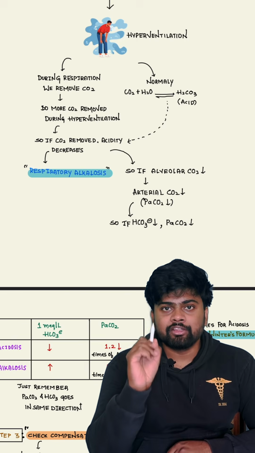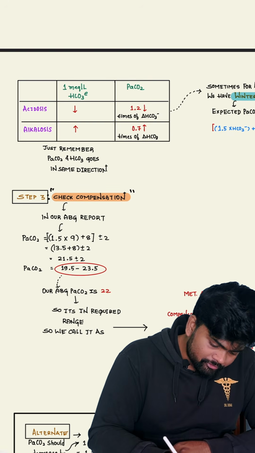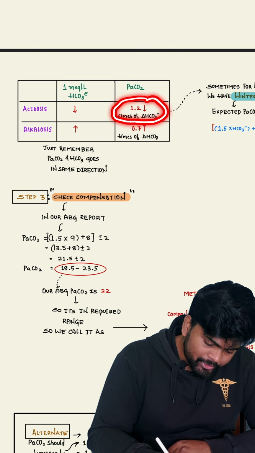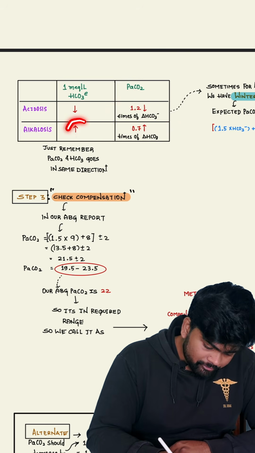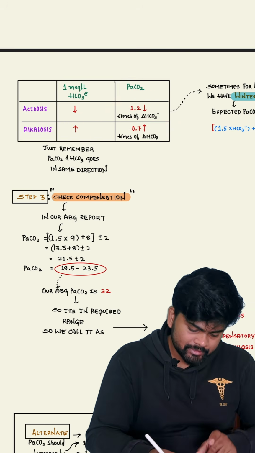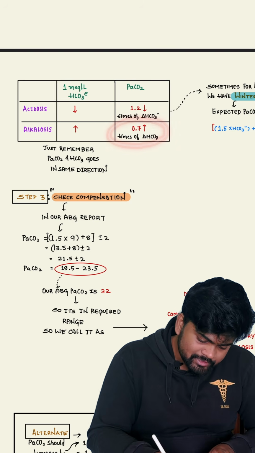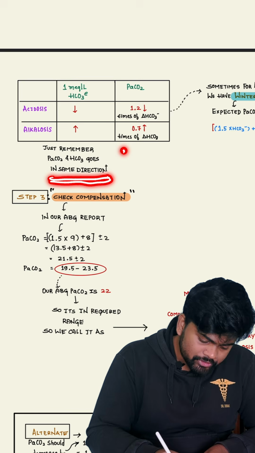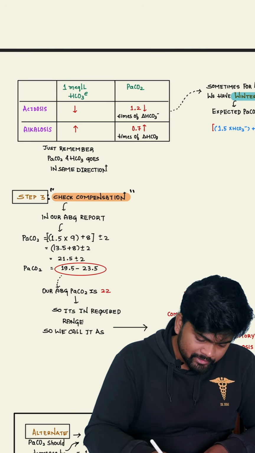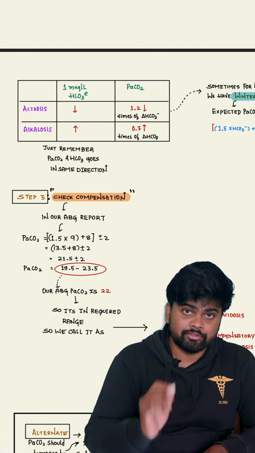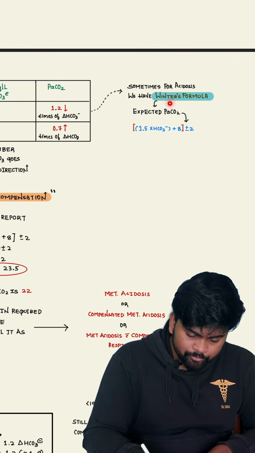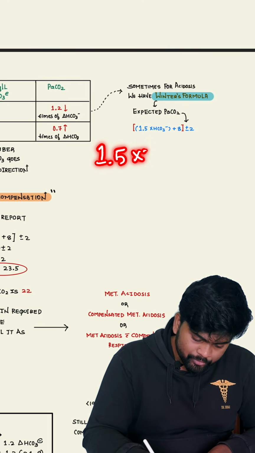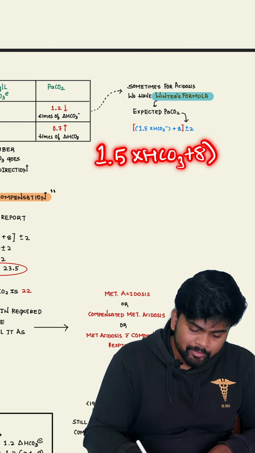Okay. Now we will see whether the compensation is adequate or not. For every 1 milliequivalent of HCO3 decreased, PaCO2 will decrease by 1.2 times delta HCO3. For every 1 milliequivalent of HCO3 increased, PaCO2 will increase by 0.7 times delta HCO3. Just remember, PaCO2 and HCO3 go in the same direction. If this decreases, this also decreases. If this increases, this also increases. Now, most of the time we use Winter's formula to calculate the expected PCO2 in metabolic acidosis. That is 1.5 times HCO3 plus 8, plus or minus 2.